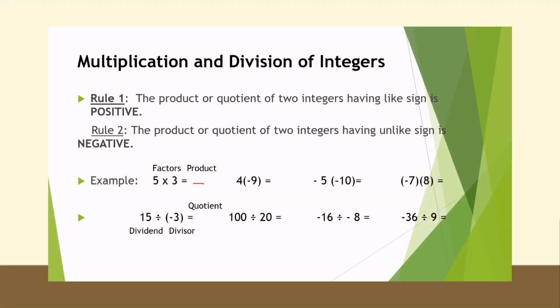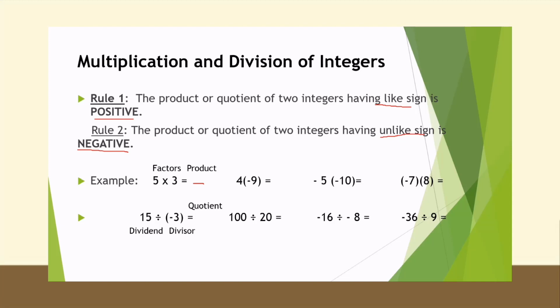For multiplication and division of integers, we have the same rules to follow. Rule number 1. The product or quotient of two integers having like sign or the same sign is always positive. Rule number 2. The product or quotient of two integers having unlike sign or different sign is always negative.